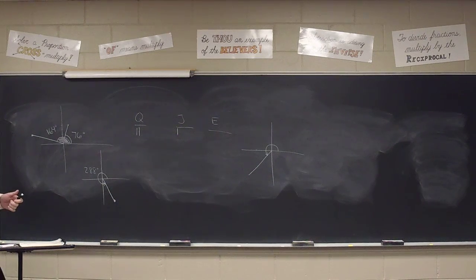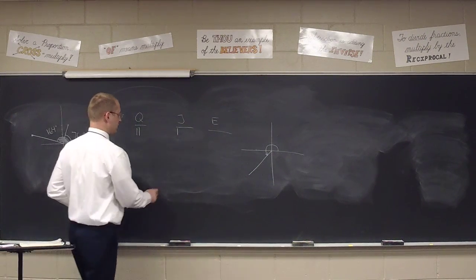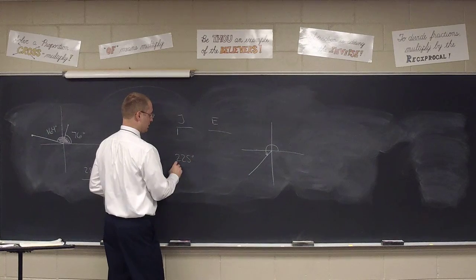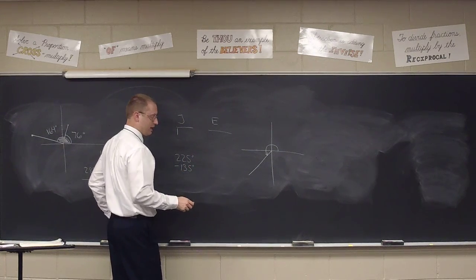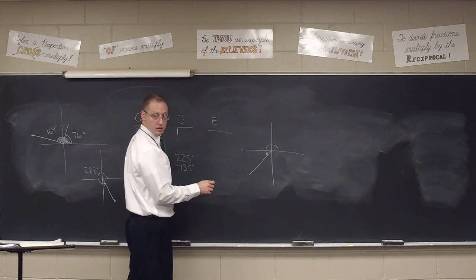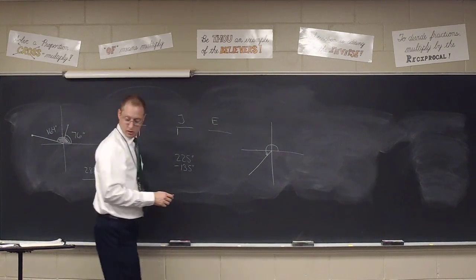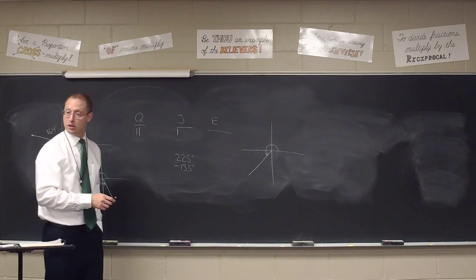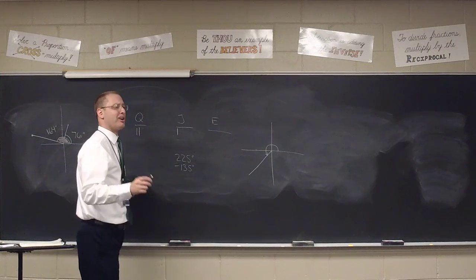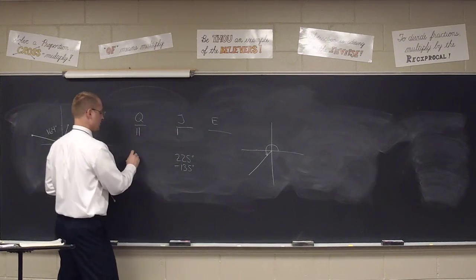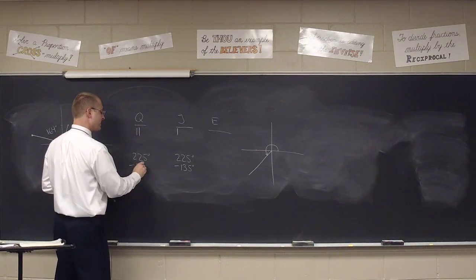Let's start with Jamie. What'd you have? 225 degrees, negative 135 degrees. All right, Ethan, what'd you have? I think I guessed it. Number 32? Yeah, I think I went from 30 to 34. Oh, that's a shame. Quentin? 225, negative 135. All right, both of you had the exact same guess.